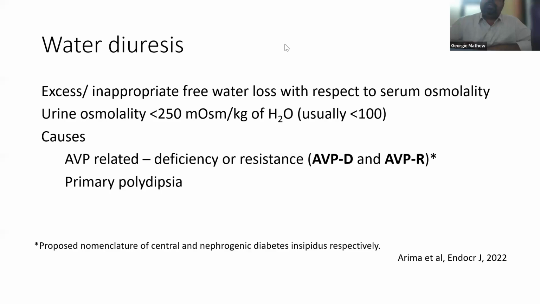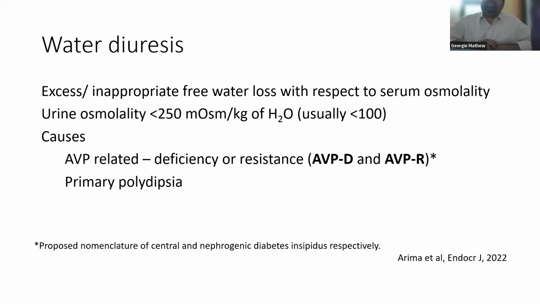Okay, I have some information. Okay, sodium, blood urea nitrogen, and glucose. Okay, correct. So you all are correct. These are osmotically active substances which maintain the osmolarity of the serum, and this serum osmolarity and intravascular volume is of maximum premium to the body, and the body wants to keep it in a very tight range as much as possible. So in water diuresis, excess or inappropriate free water loss happens with respect to serum osmolality. So hope that is clear.